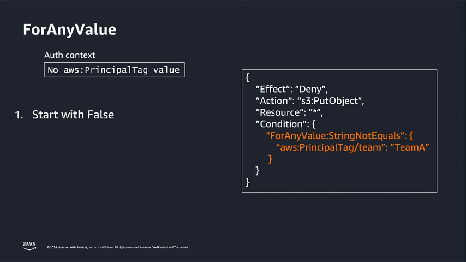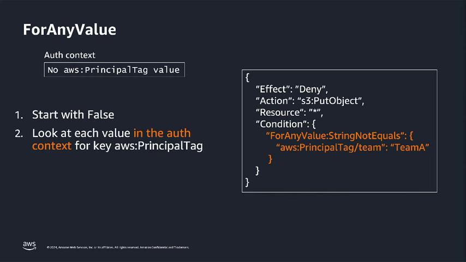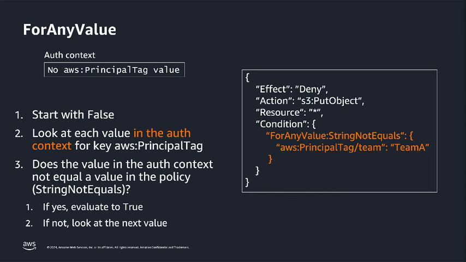A for any value evaluation starts with false. Similar to what we did with for all values, we loop through each value in the auth context. For each of the values, we apply the operator to the value in the auth context. As soon as we get one match, we can evaluate the condition to true. If the value in the auth context is not a match, we continue on to the next value until we've exhausted all values in the auth context.